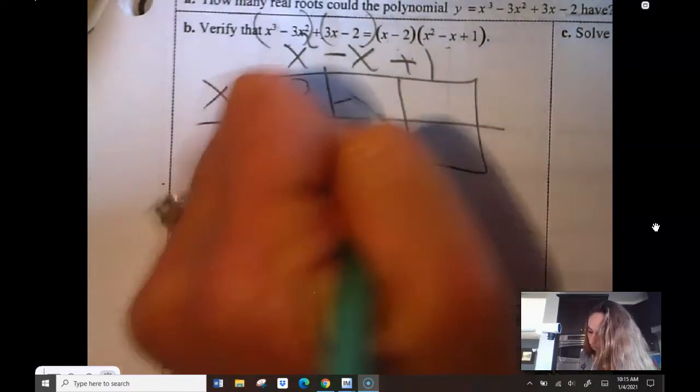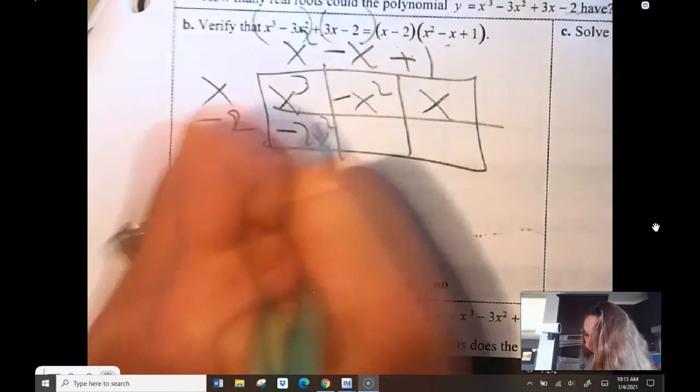All right, so let's do x cubed. These are all things you're good at.